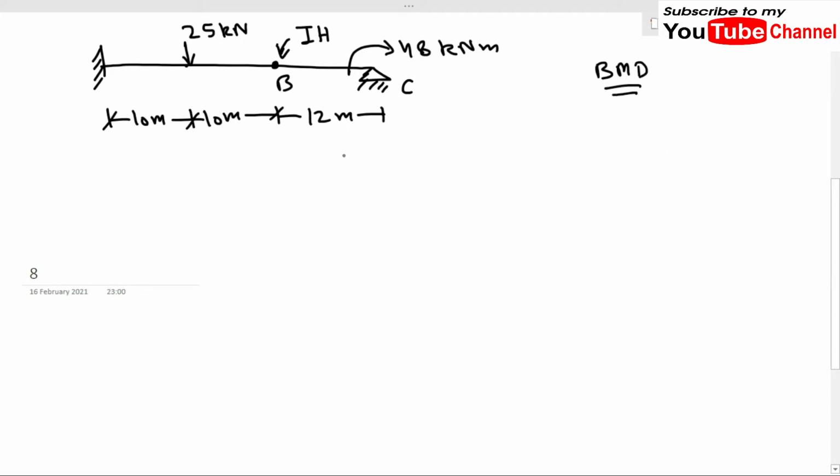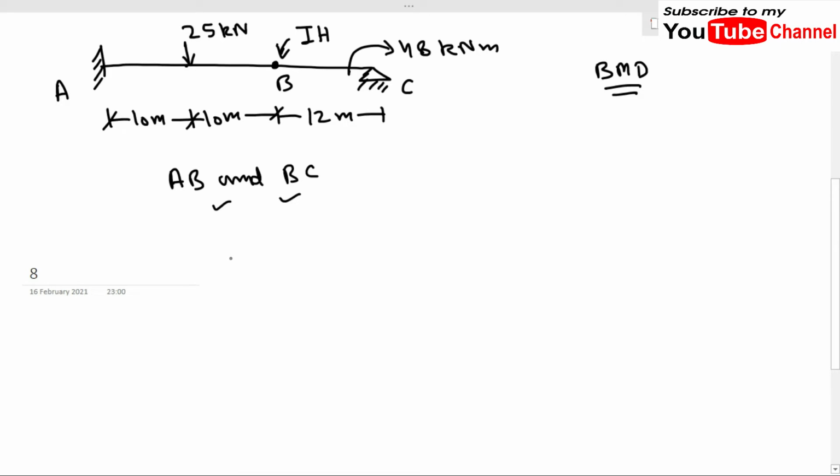So for solving this type of problem, we separate the beam at the internal hinge. In this beam we have an internal hinge at B, so we can separate these two portions, AB and BC. We can find out the reaction at B, and then we will draw the bending moment diagram. So let's see how we will solve this problem.